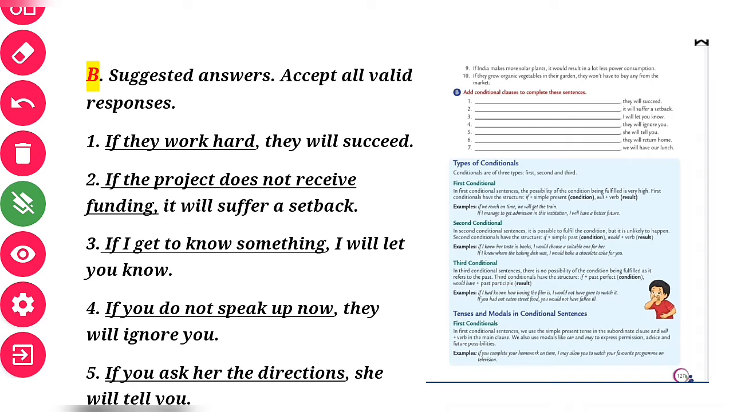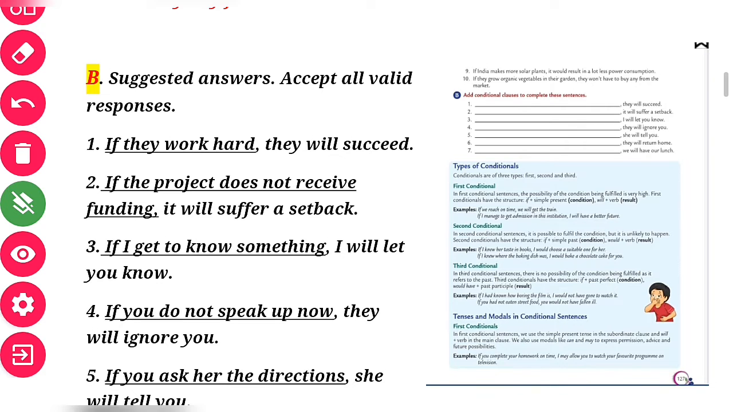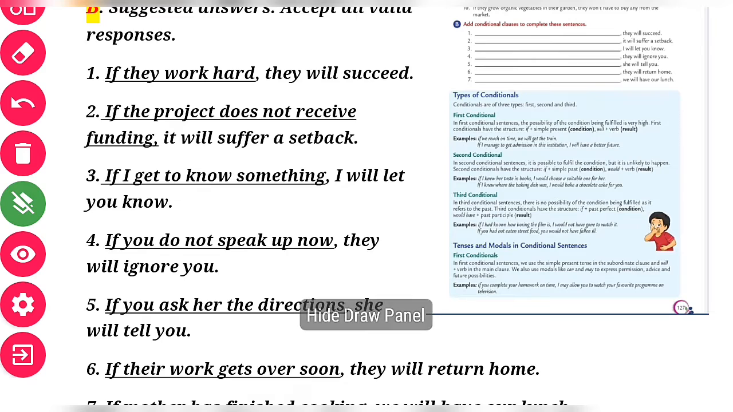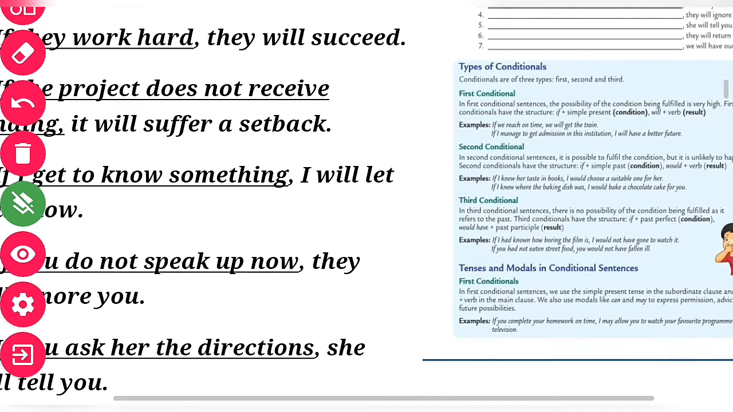Number 2, if the project does not receive funding, it will suffer a setback. Number 3, if I get to know something, I will let you know. Number 4, if you do not speak up now, they will ignore you. If you ask her the directions, she will tell you. If their work gets over soon, they will return home. If mother has finished cooking, we will have our lunch. So there are 7 sentences given in exercise B, and the answers of this exercise are given here.